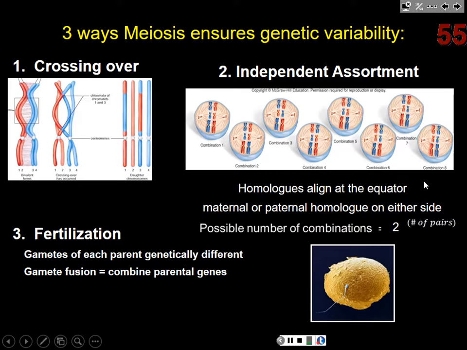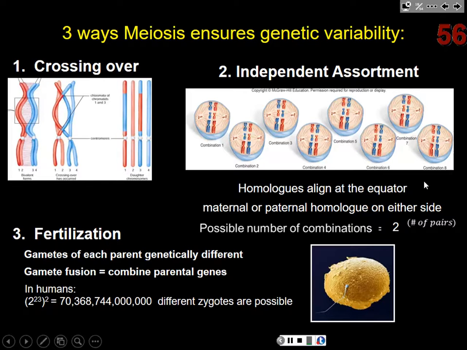Guys, I don't want you to learn these numbers, but I just want to show you some statistics. Remember, sexual reproduction is all about mixing up the genes and making everybody different, right? If both gametes are undergoing this independent assortment, and say there's no crossing over at all, both gametes just going through independent assortment with 23 pairs of chromosomes gives you that many different possible zygotes.